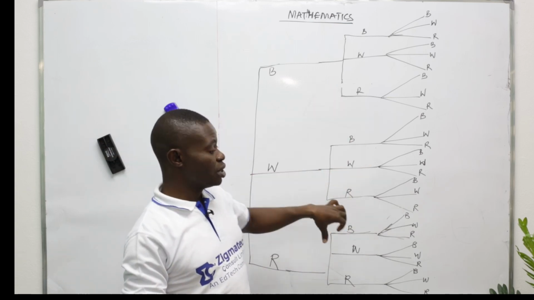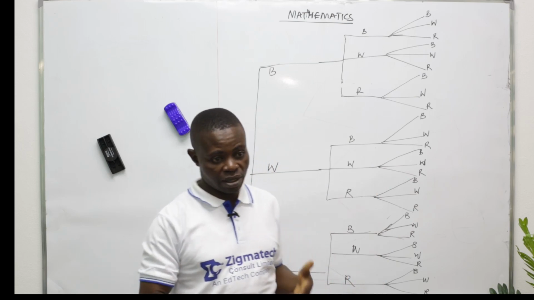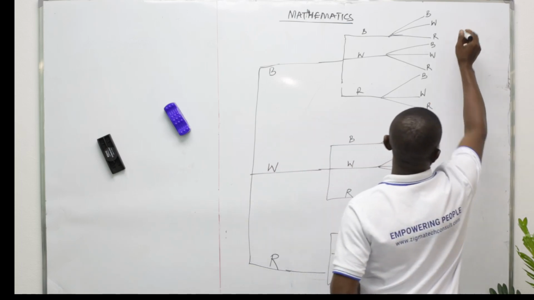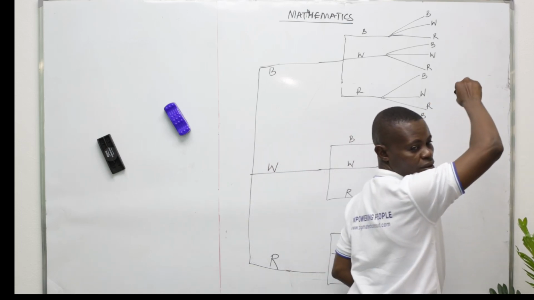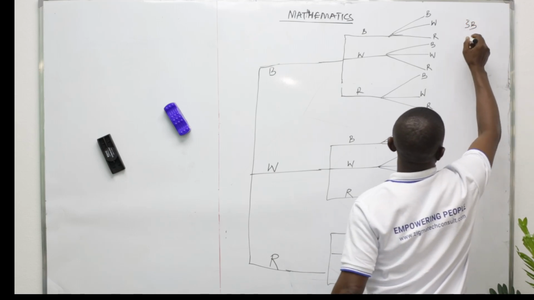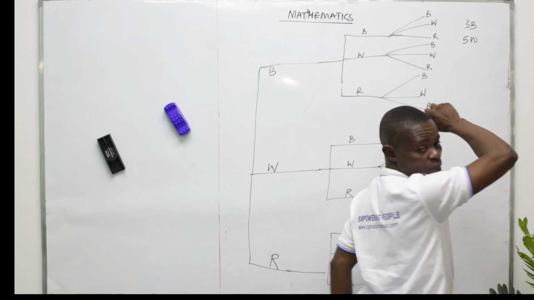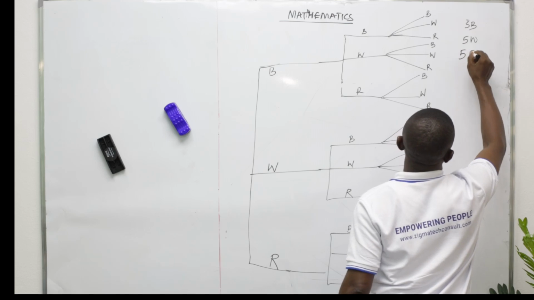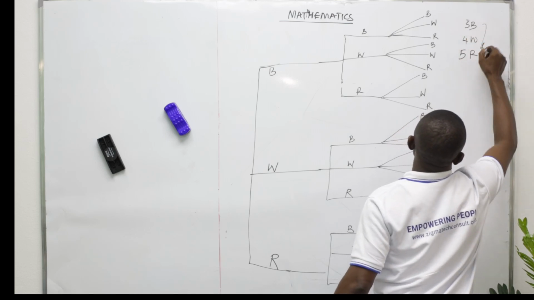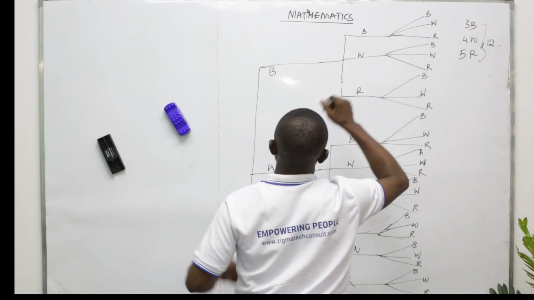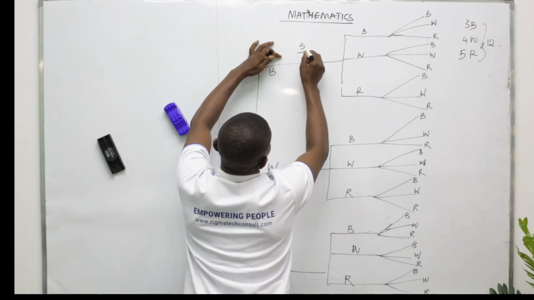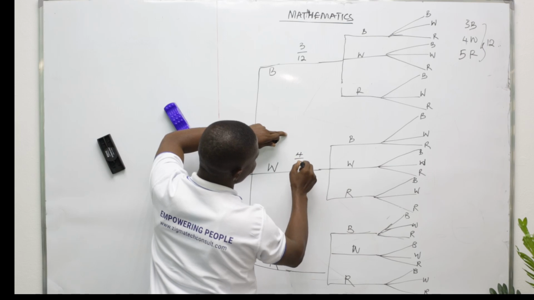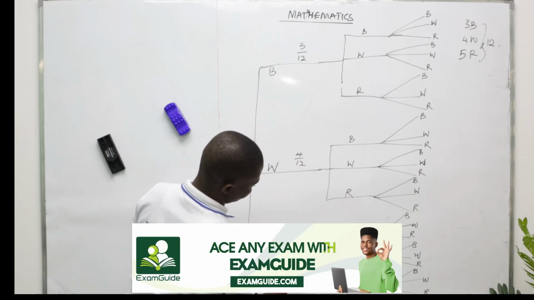But the next thing we're going to do, how do we fill in the numbers? That's another case. So the question says without replacement. Now, recall you have how many blocks? We have 3 blacks, 5 reds, 4 white. But we are dealing with a total of 12. So for black, 3 all over 12. For white, 4 all over 12. For red, 5 all over 12.